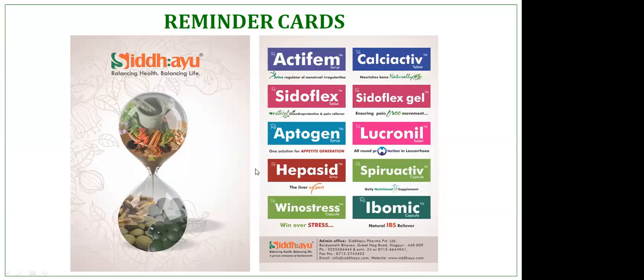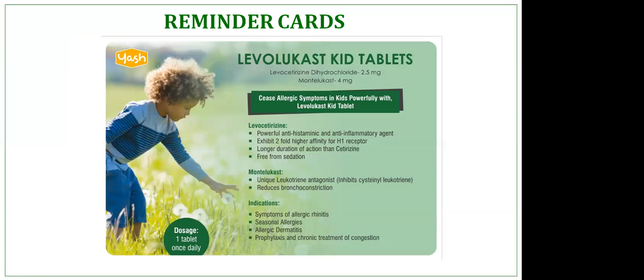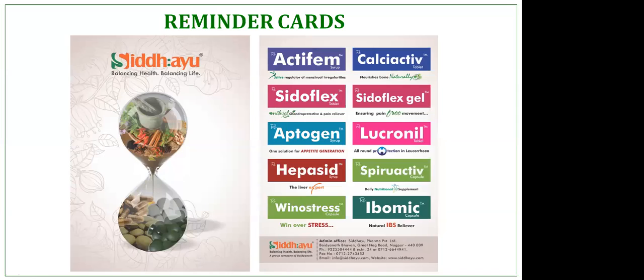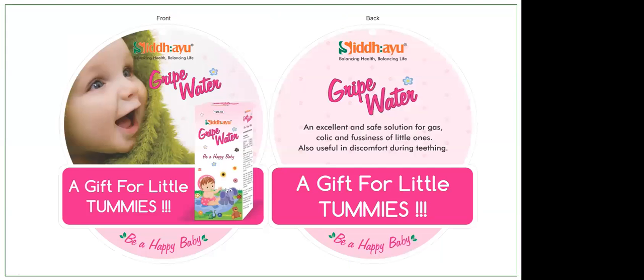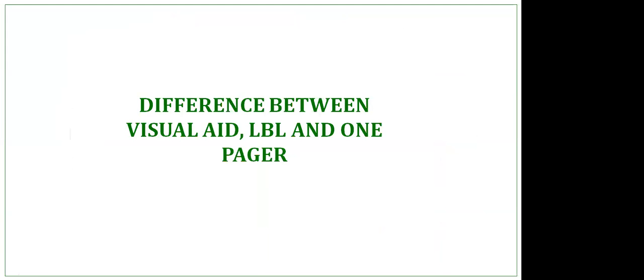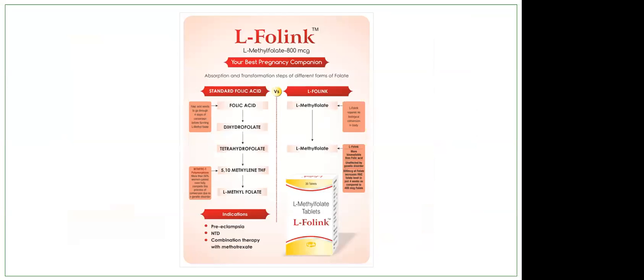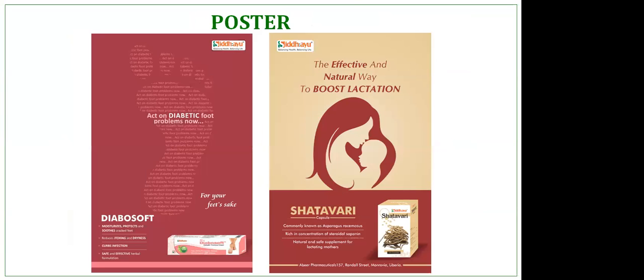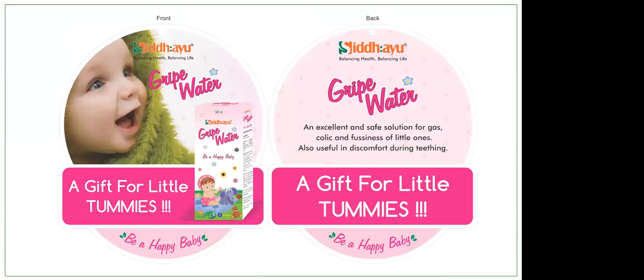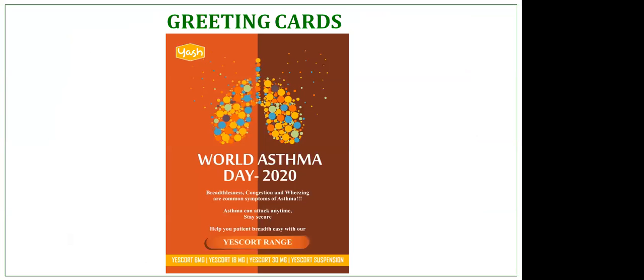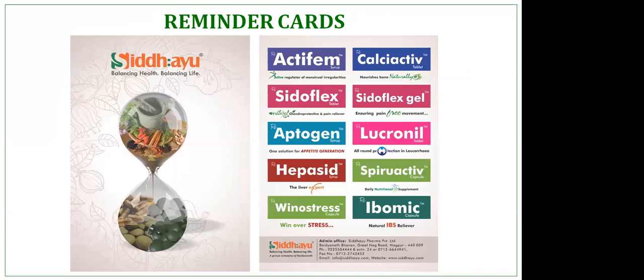So these are all the basic literatures that you will see in pharmaceutical marketing, right? I'll quickly go back to the first literature and we'll quickly revise. It basically starts with a visual aid, then a leave behind literature, then one pagers, you have posters, you have danglers, right? You have greeting cards, you have multi-product reminder card and single product reminder card.